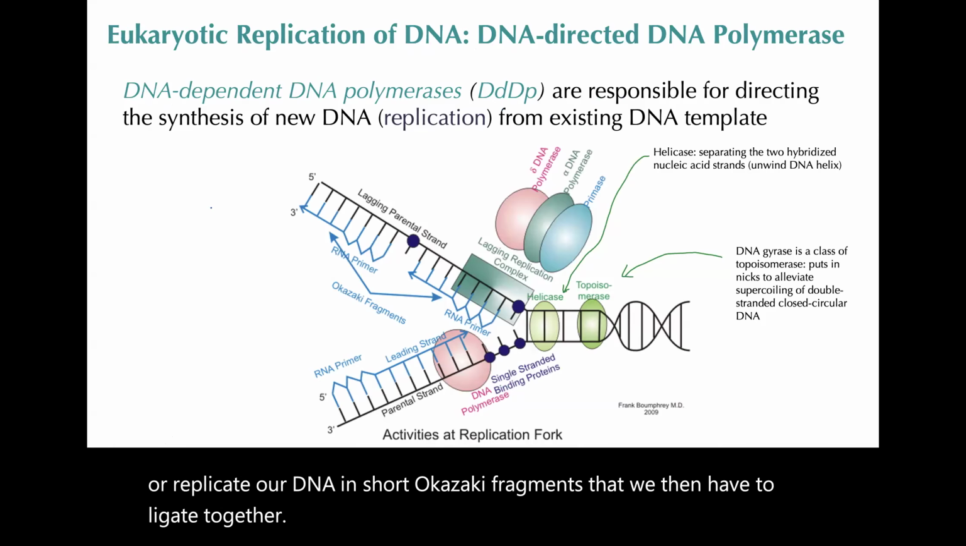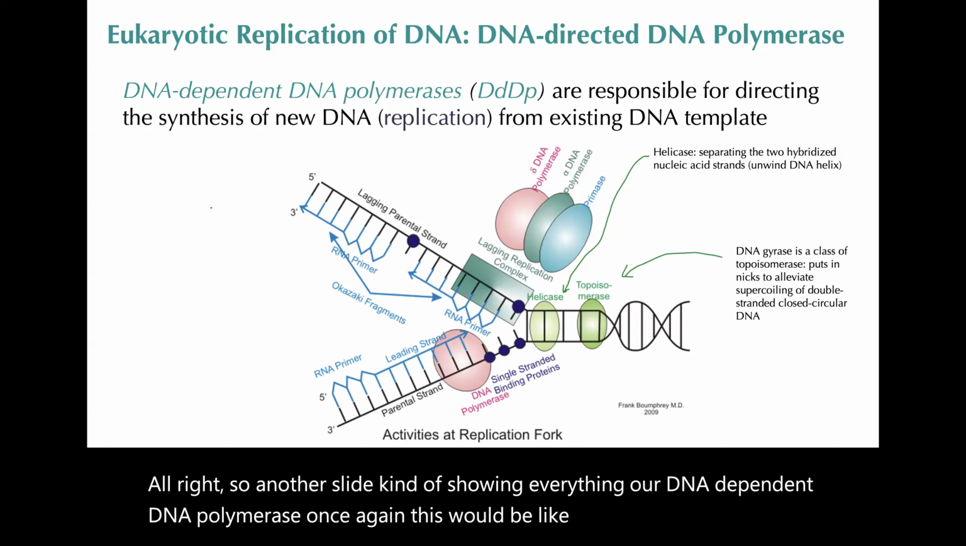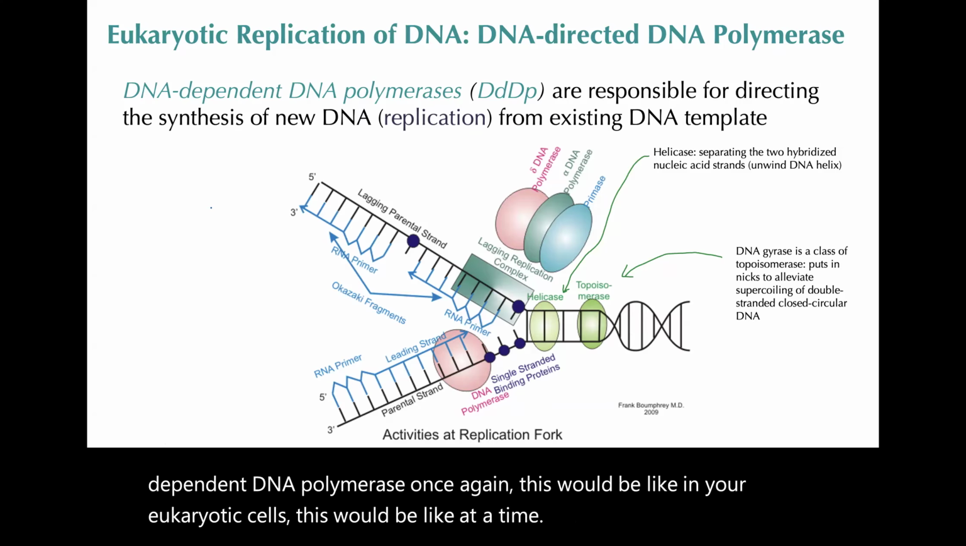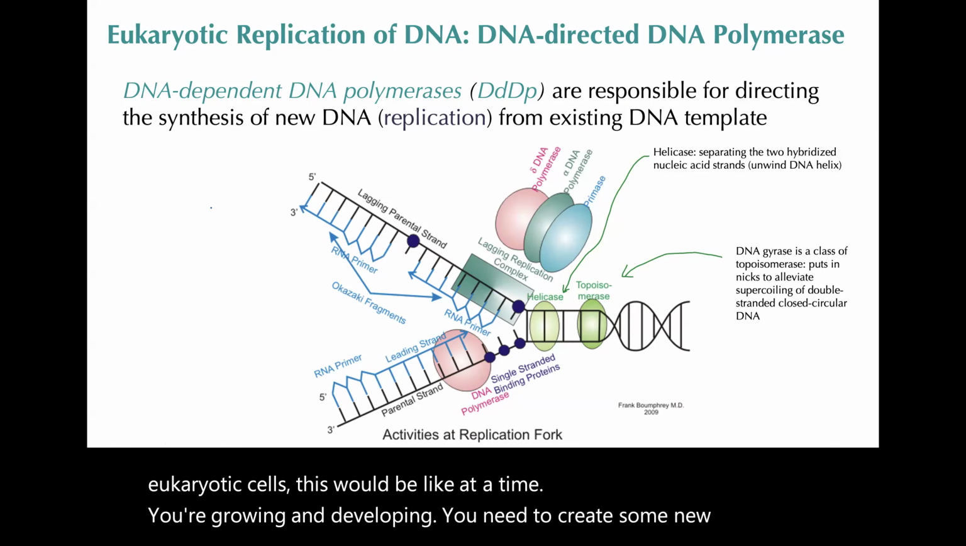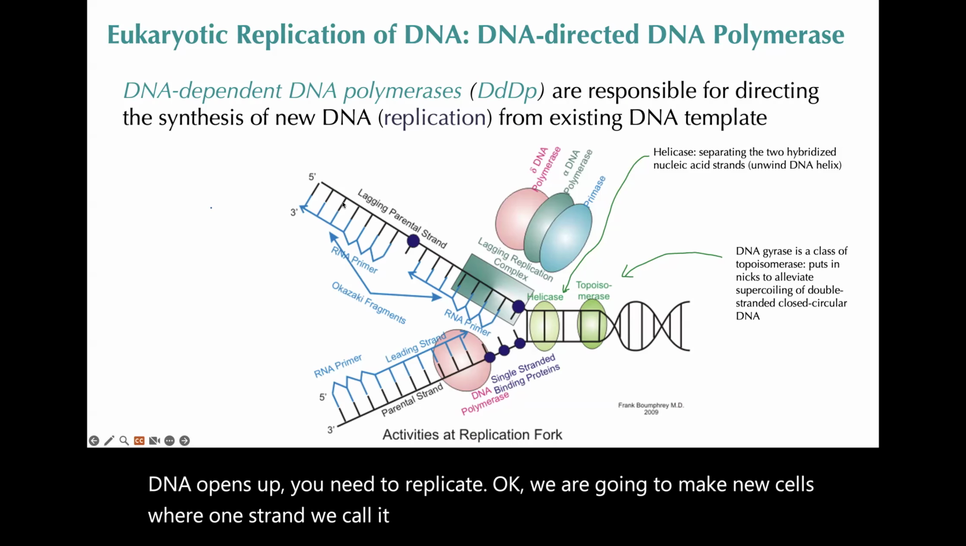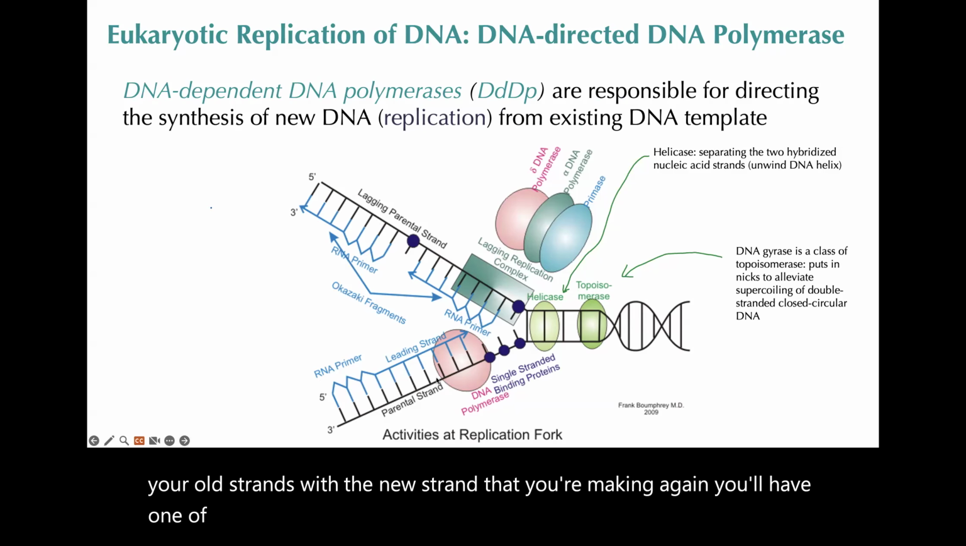All right, so another slide kind of showing everything. Our DNA dependent DNA polymerase. Once again, this would be like in your eukaryotic cells. This would be like at a time you're growing and developing, you need to create some new cells. Your DNA opens up, you need to replicate. Okay, we are going to make new cells where one strand, we call it semi-conservative because you'll have one of your old strands with the new strand that you're making.